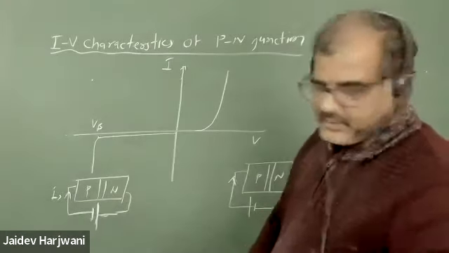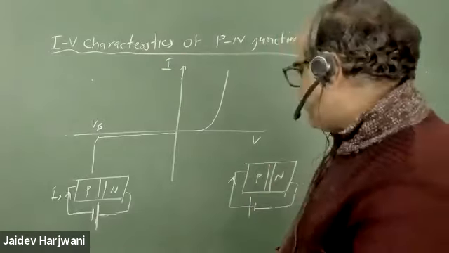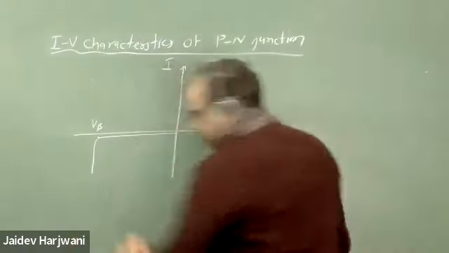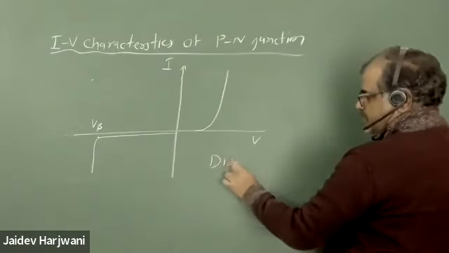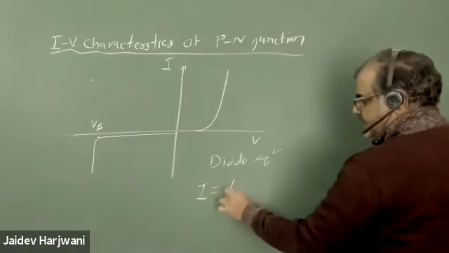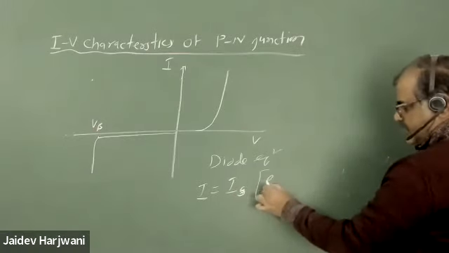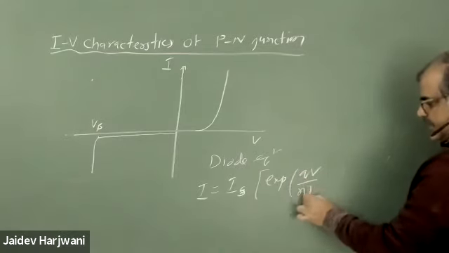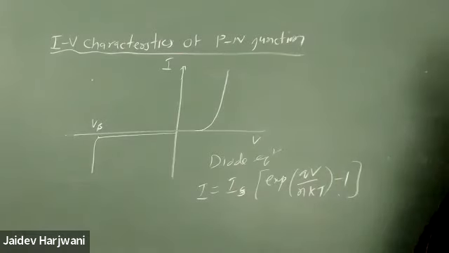Now for this IV characteristics, there is a diode equation. It's also called the Shockley equation. The diode equation is given by I = IS exponential of QV upon eta KT, minus 1. This is your diode equation.